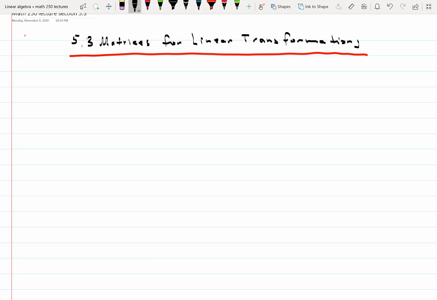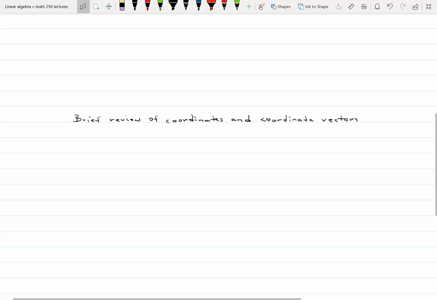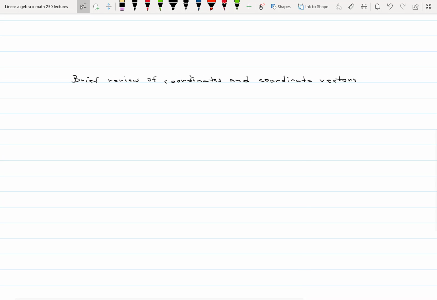The next thing is that we need to take a look at a brief review of something that we studied earlier in our discussion of vector spaces. We need to take a look at a brief review of coordinates and coordinate vectors. Okay, it's not a very difficult concept, but we're going to be using this definition throughout this lecture.